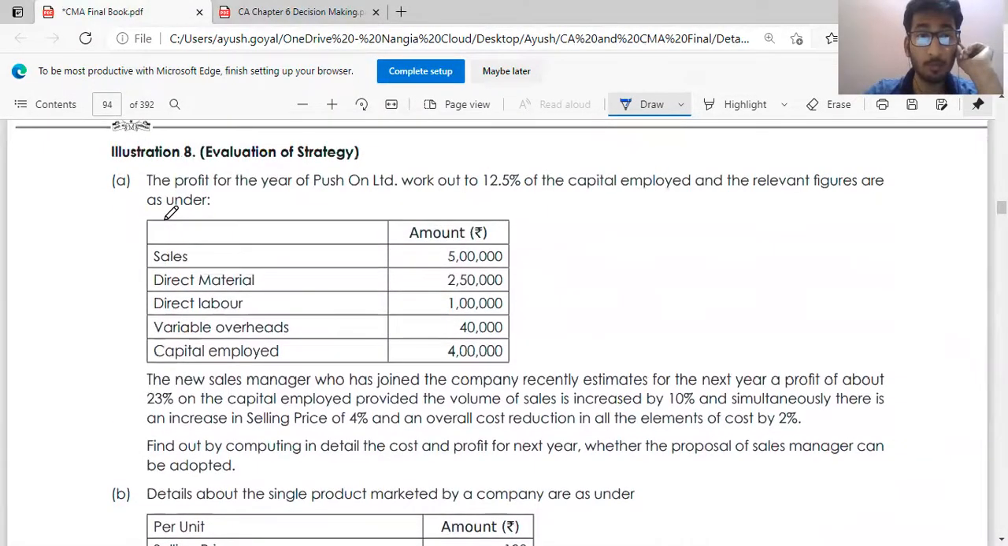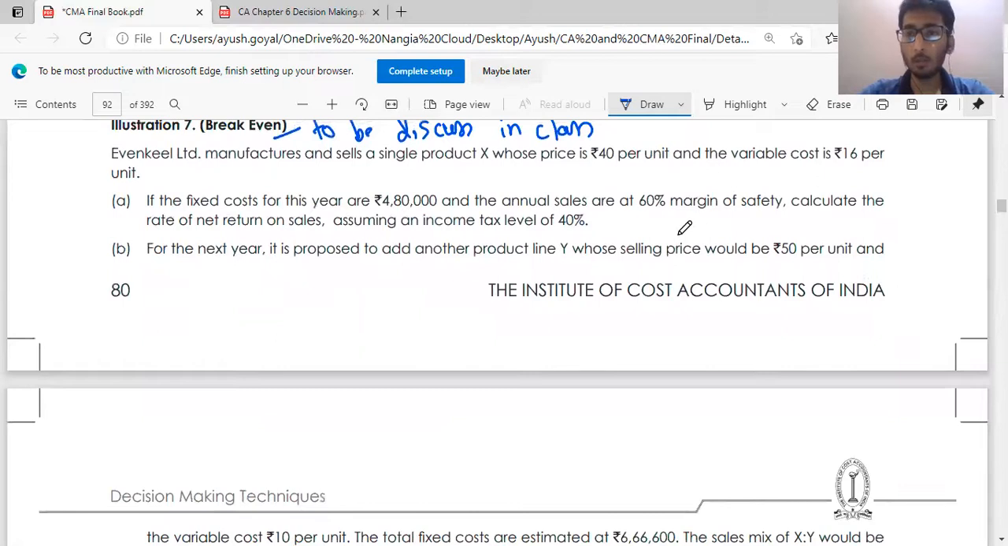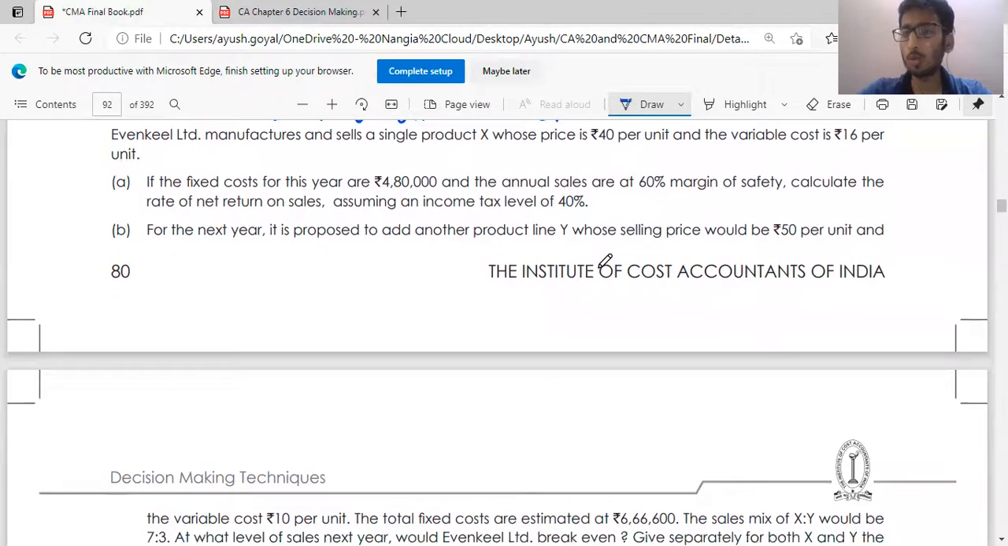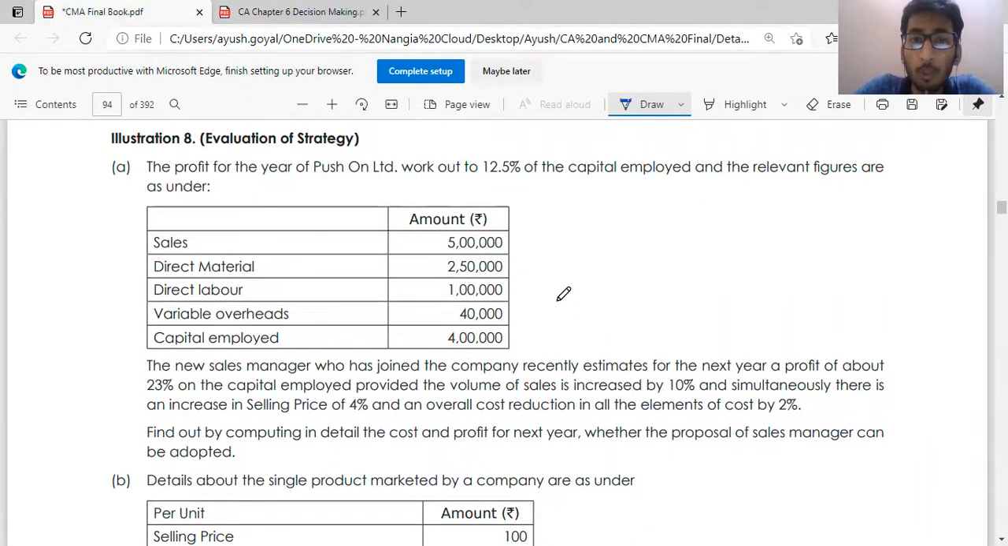Question number eight, evaluation of strategy. The profit for the year of Push Limited. Why I told you that we'll do this question in the class after completion of these two topics is because it has a good mixture of margin of safety and break even point. I think you can solve this, but still, I will do this in the class so that the concept would be freshened up again. Question number eight, evaluation of strategy. The profit for the year of Push Limited works out to 12.5% of the capital employed, and the relevant figures are as under: sale, direct material, direct labor, all the figures are given to us. The new sales manager has joined recently and estimates for next year a profit of about 23% on the capital employed, provided the volume of sale is increased by 10%.